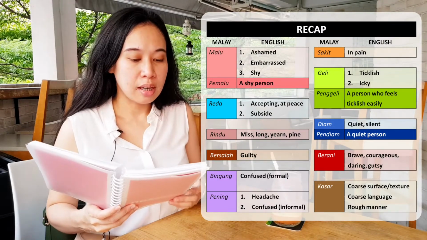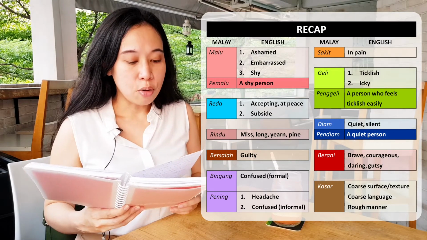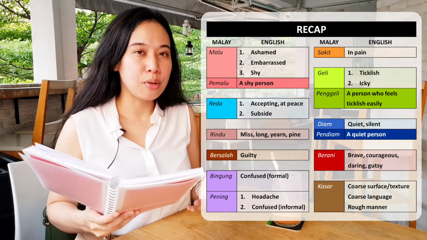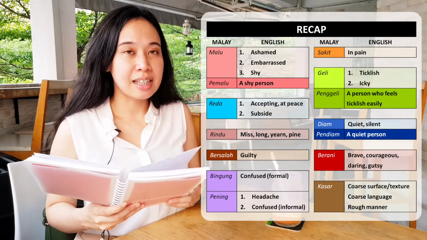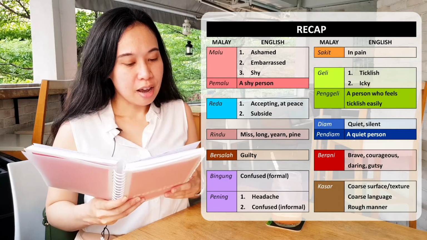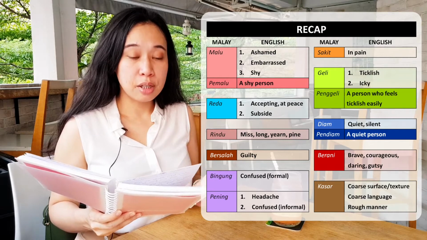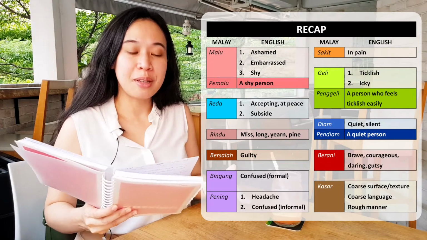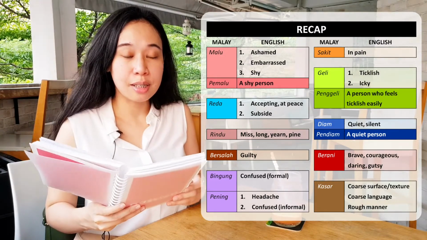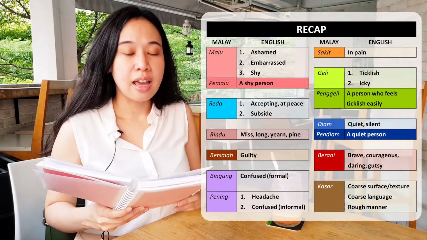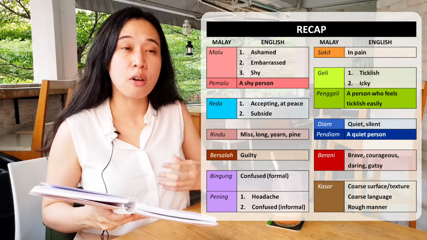Rindu is to miss someone or something. Bersalah is guilty. Bingung is the formal version of confused. The informal one is pening. Pening also means headache. Sakit is pain. And then you have geli, diam, berani, kasar. Geli is ticklish. Diam means quiet. Penggeli is a person who is ticklish, and pendiam is a person who is quiet. Berani is brave or courageous or gutsy. And kasar is rough. Rough in terms of surface, or rough in terms of speech, or rough in terms of behavior.